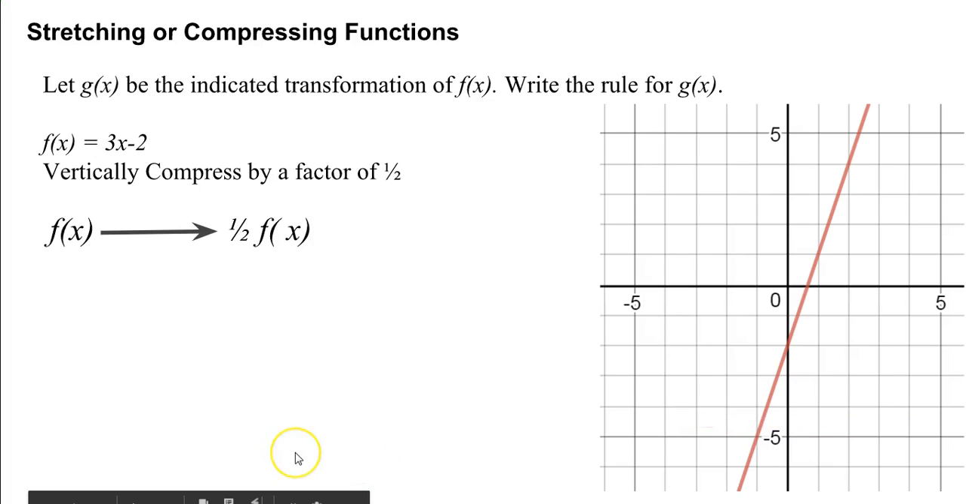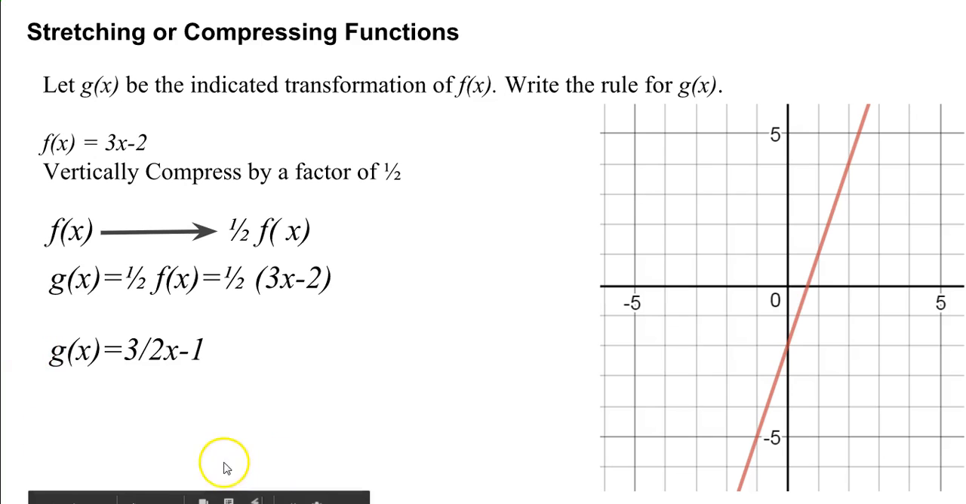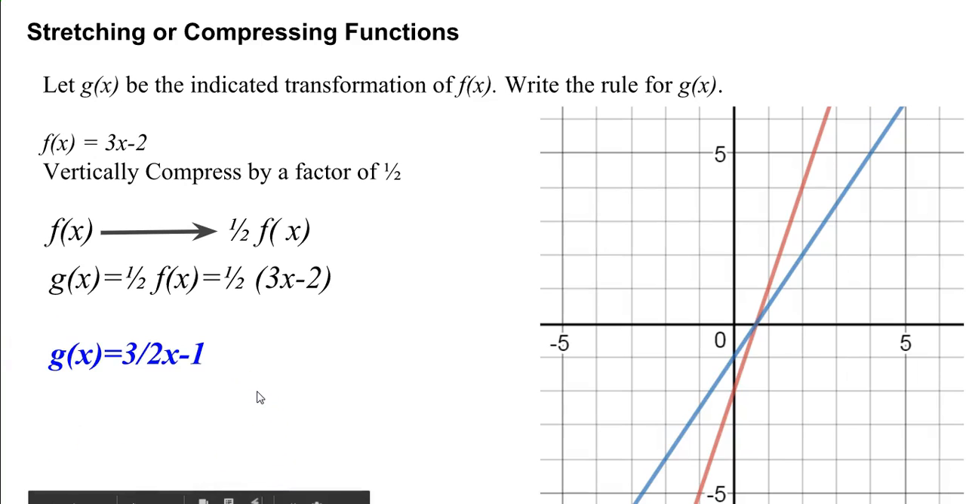Let's get on to it. F of x changes to 1/2 times f of x. And then we can make this equal to g of x. And then plug in our equation. And then I'm going to distribute my 1/2. So 1/2 times 3 would be 3 over 2x. And 1/2 times a negative 2 gives us a negative 1. And this is our rule for g of x. It's our new equation.